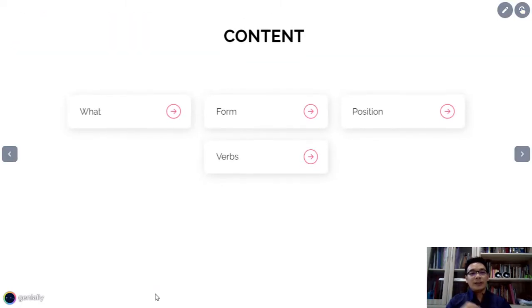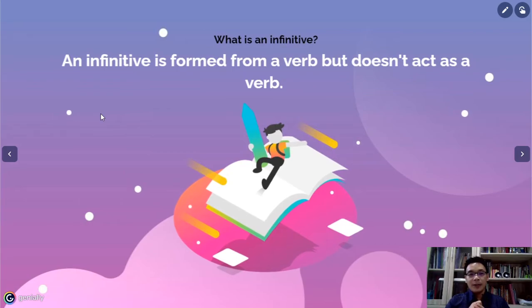This video consists of four parts: the what, the form, the position, and the verbs. Let's start with the what. So what is an infinitive? An infinitive is formed from a verb but doesn't act as a verb. It comes from a verb but doesn't act as a verb. So is it a verb? No, it is not a verb. You have to remember that.